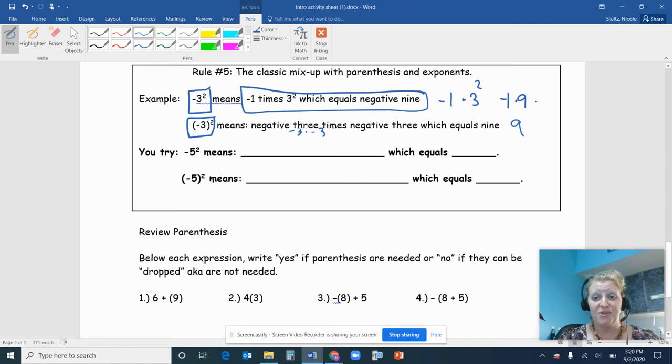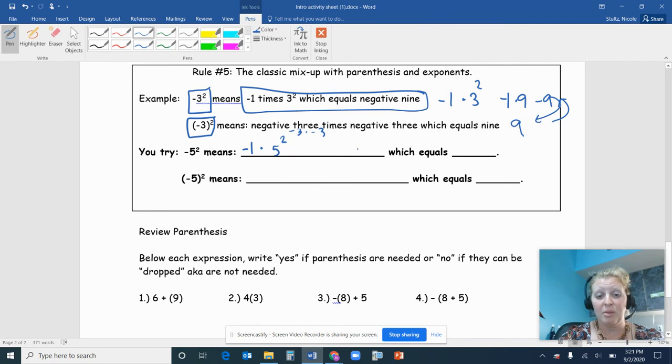So the first problem gave us -9. The second one gave us +9. There's a huge difference between those numbers, right? Something to really watch out for. So we're going to try that again, but we're going to use the -5 this time. Okay. So if you have -5 squared, okay, that actually implies that there's -1 times 5 squared.